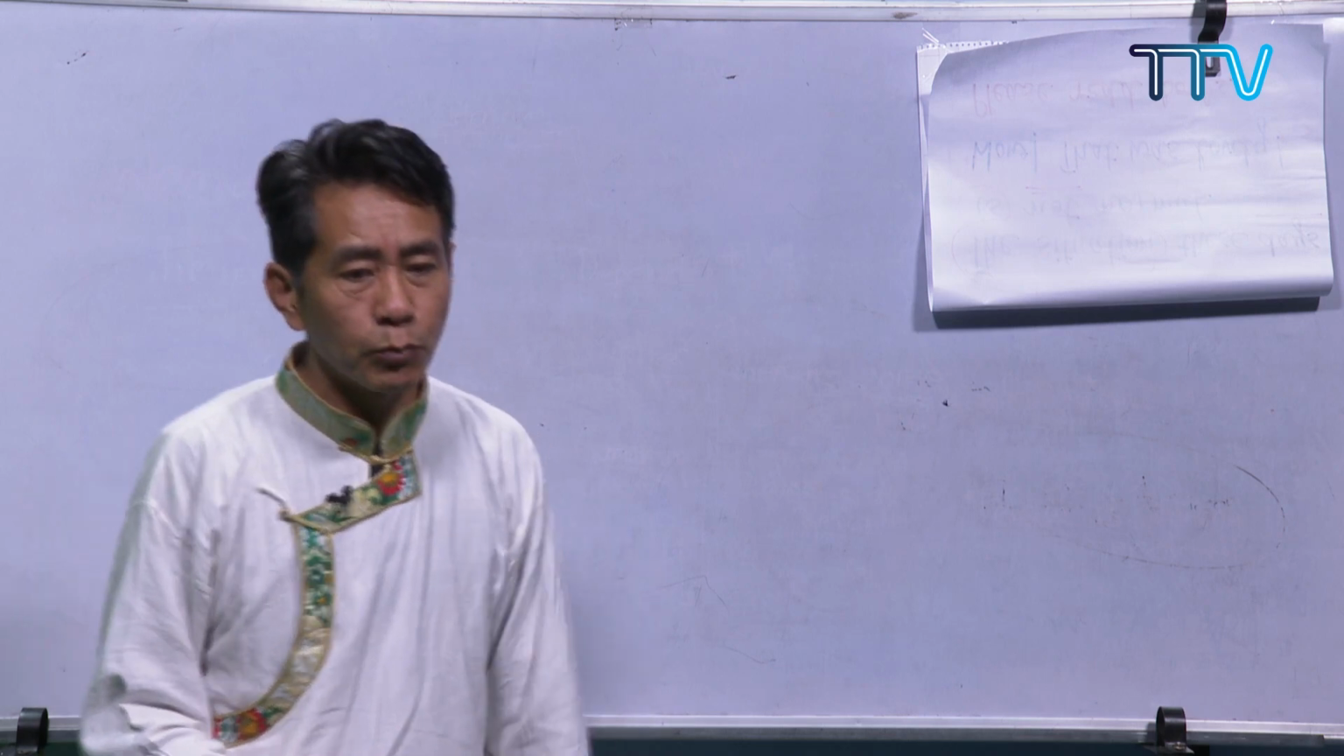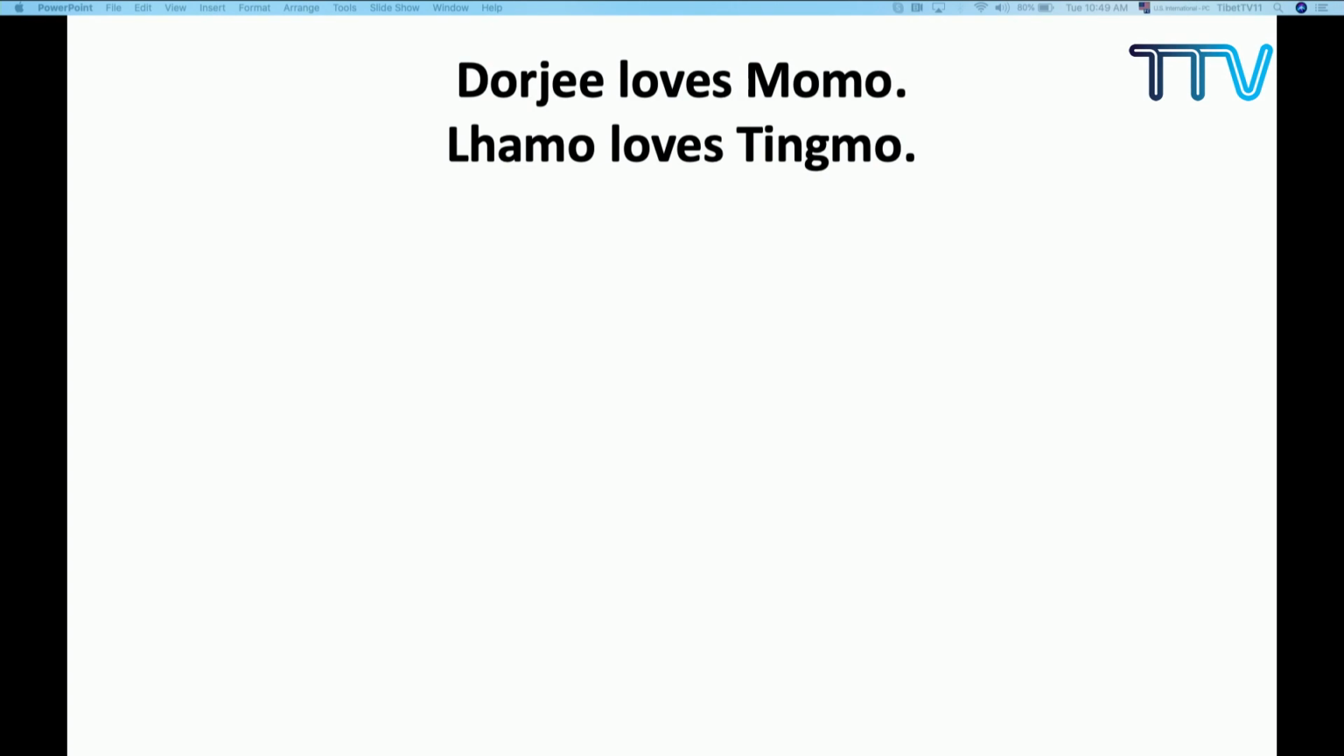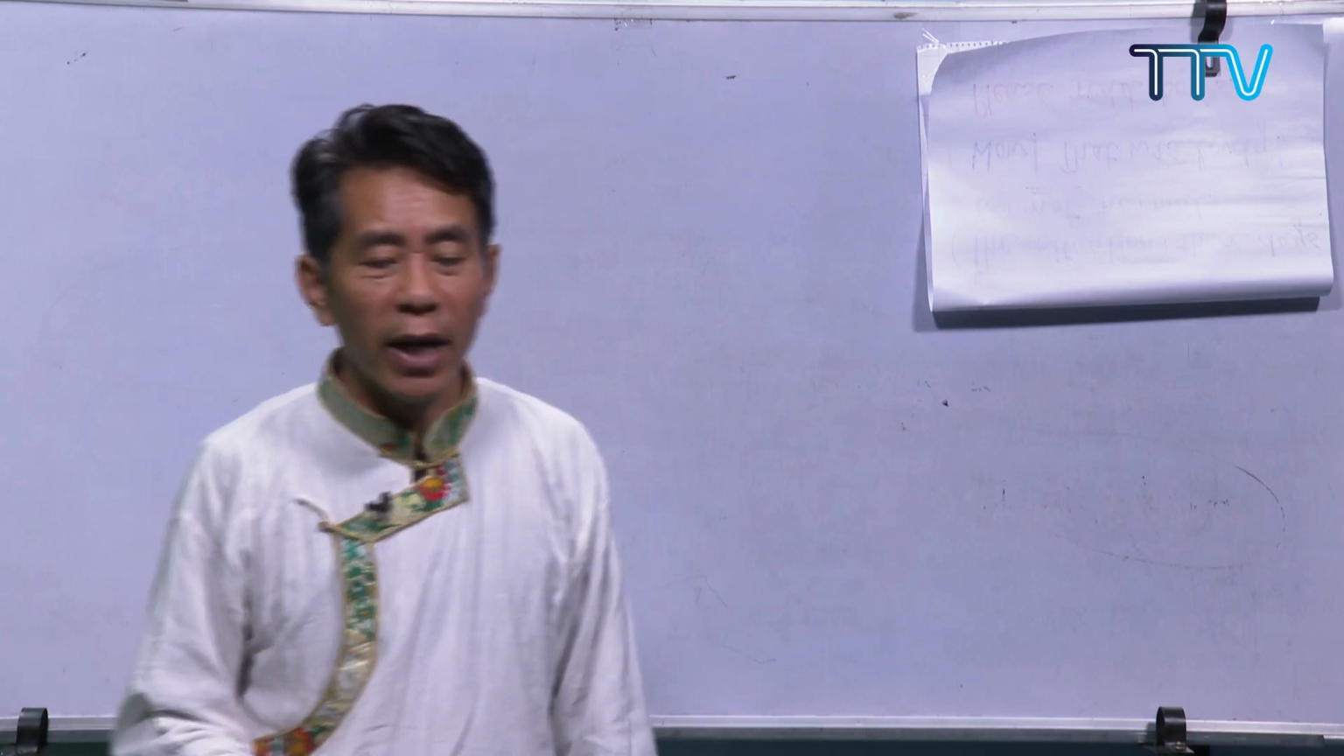Now, Doji loves Momo. Do you see this? Is this an independent clause? You just check it yourself. Does it make complete sense? Or does this sentence have to depend on another to make it complete? No, this is complete. Hamo loves Tingmo. Is this a complete independent clause? Yes. Now we have to combine these two independent clauses.